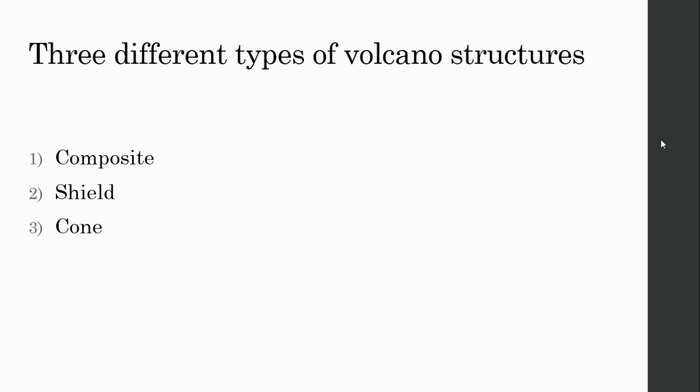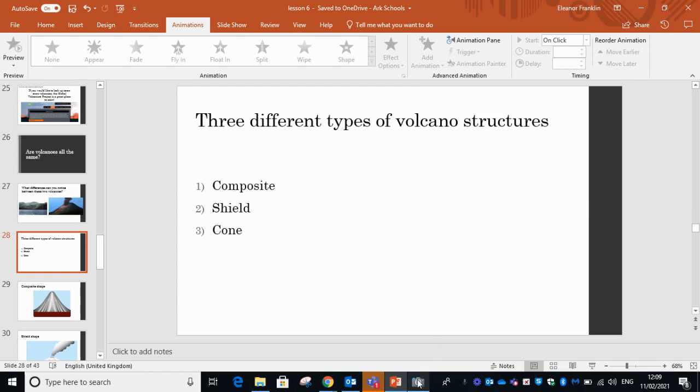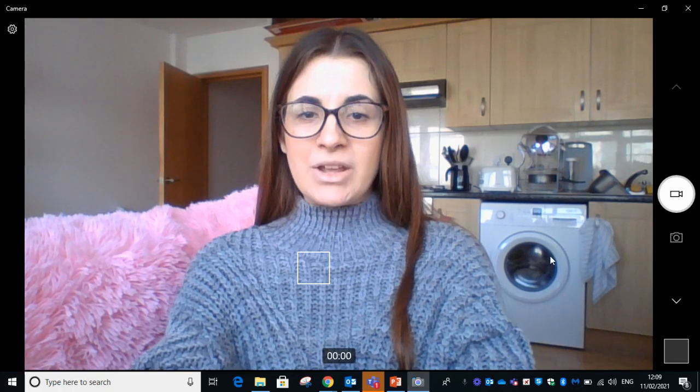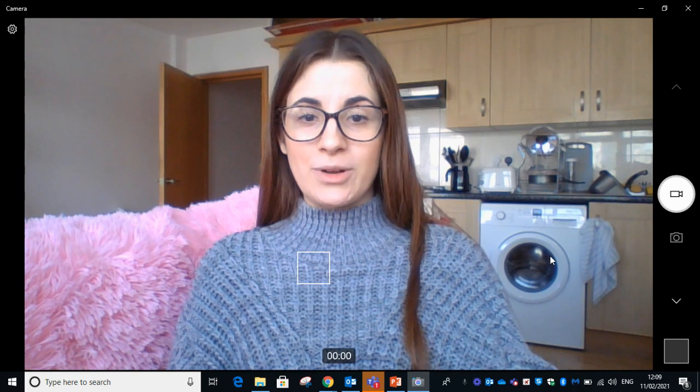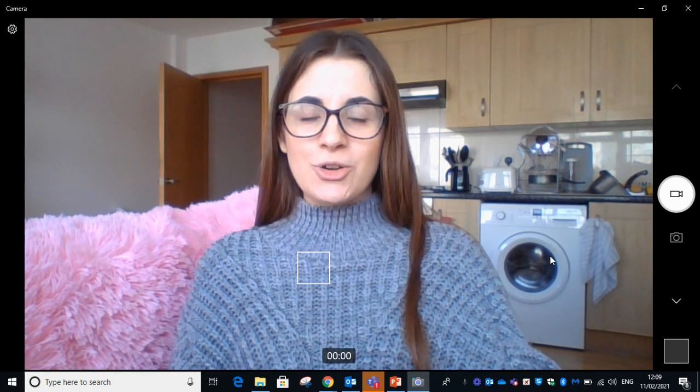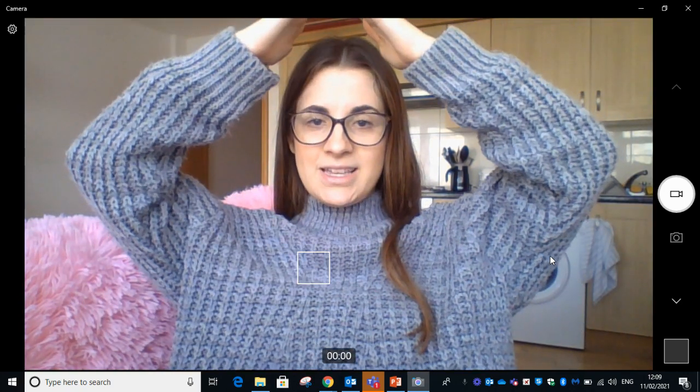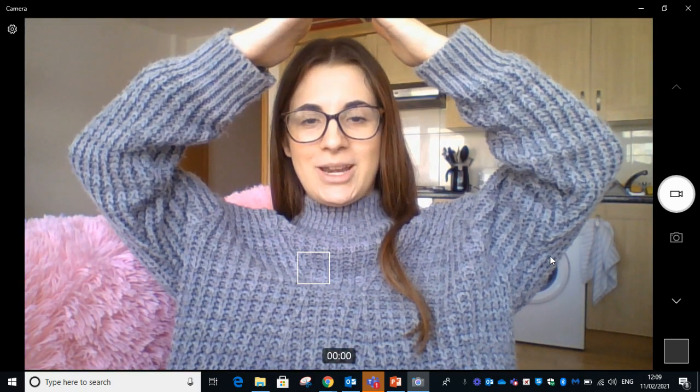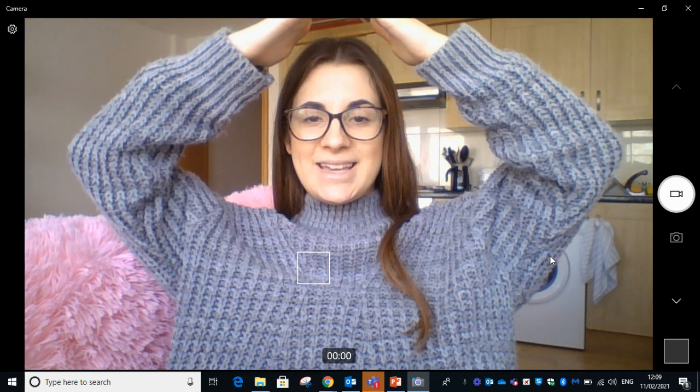So there are three different types of volcano structures. We have composite, shield, and cone. So we are going to introduce three more actions for our lesson. First of all, we have composite volcanoes. I'm just going to show you the action and then we will go over what these are. So composite volcanoes, our action is this. So pretend like you're a volcano. So this is composite.